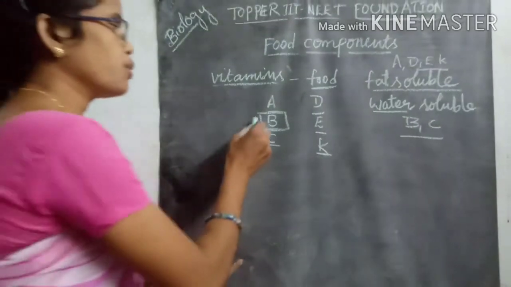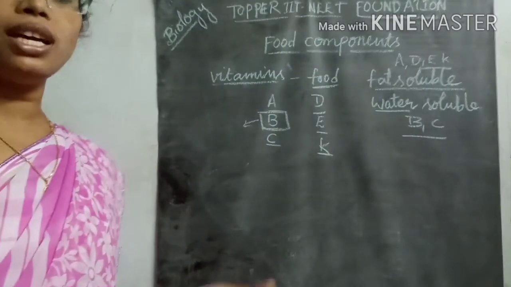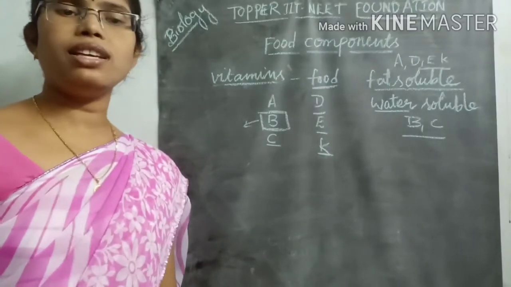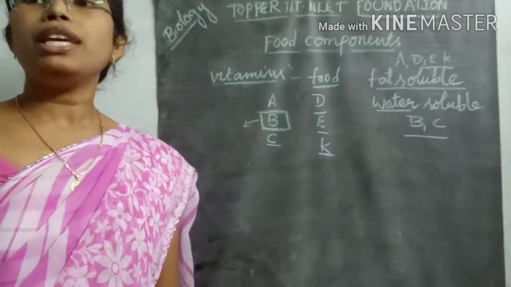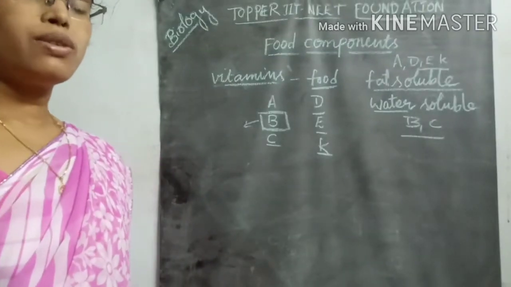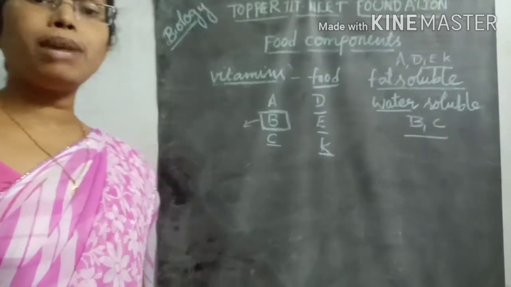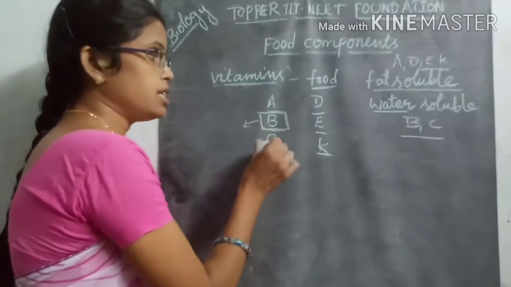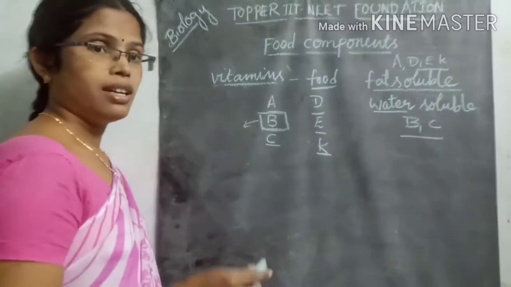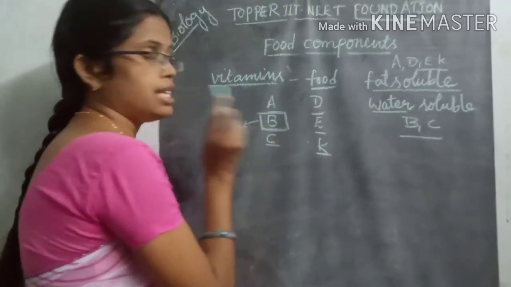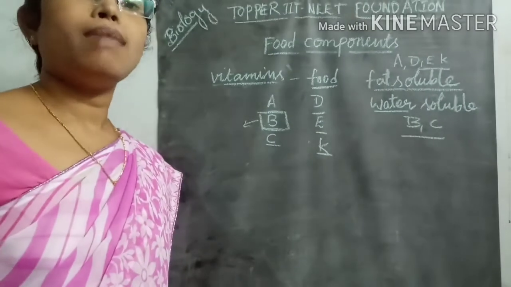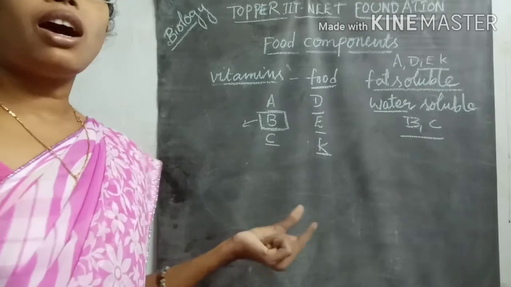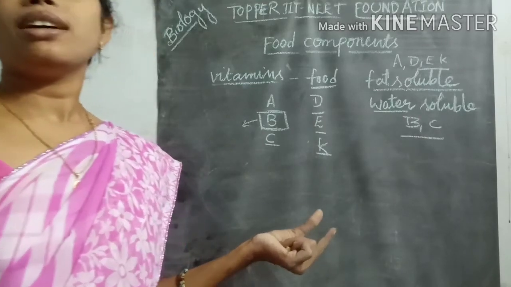In this, vitamin B has a particular feature. It is a group of vitamins combined together that forms vitamin B. That's why we can also call it a B complex vitamin. This is vitamin B. So here A, B, C, D, E, K will be there. This vitamin B is a group of vitamins combined together. This is called B complex vitamin also.